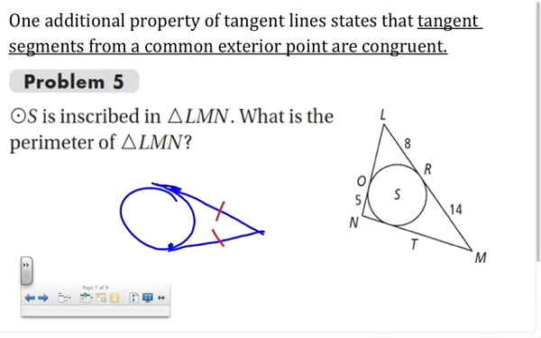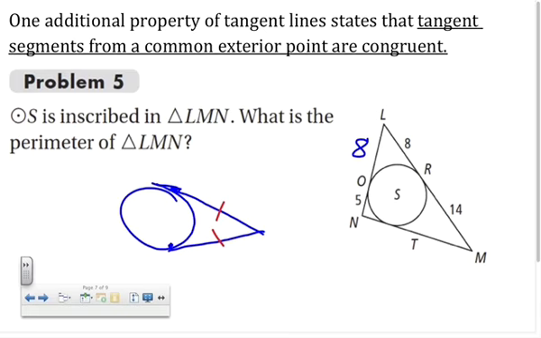So in problem 5, since circle S is inscribed in this triangle, what that means is that it is tangent to all 3 sides. So you might see L as a common exterior point. M is a common exterior point. N is a common exterior point. And what I mean by that is, I'm going to tell you the first one, and then you're going to be like, oh, I see the other 2. LR is congruent to LO. So I know the length of LO is 8.